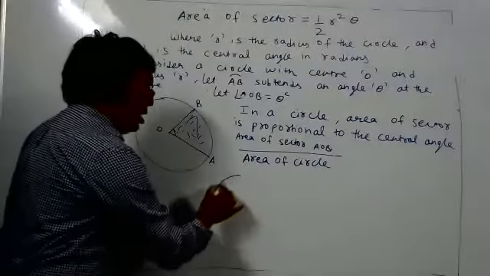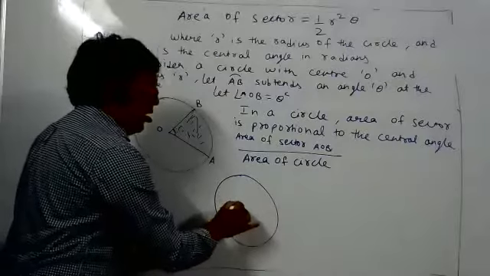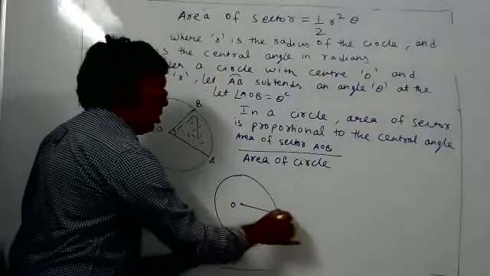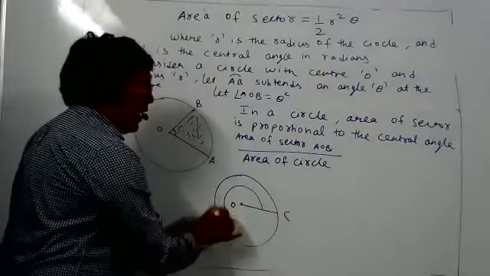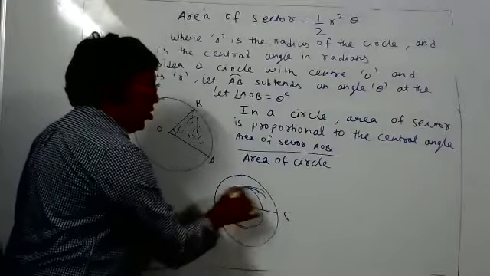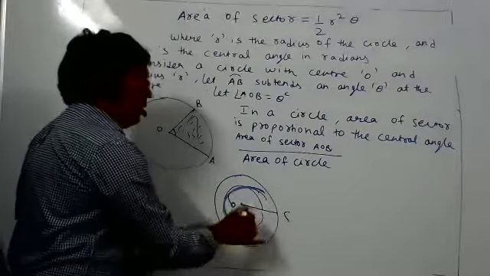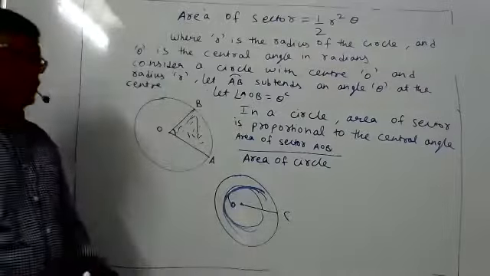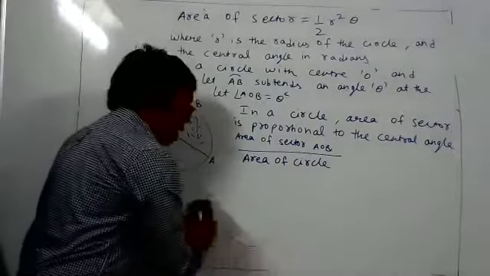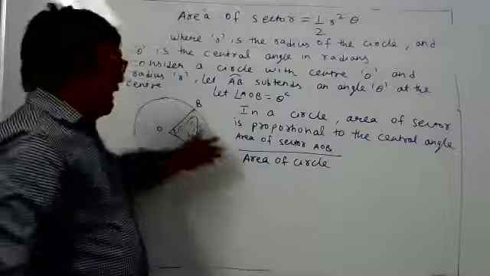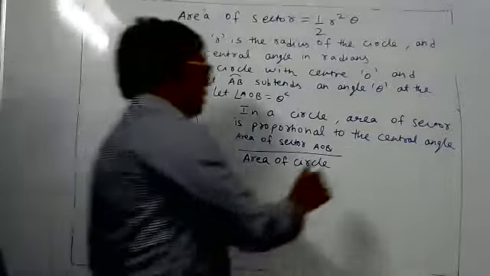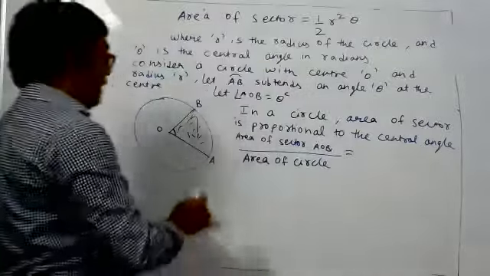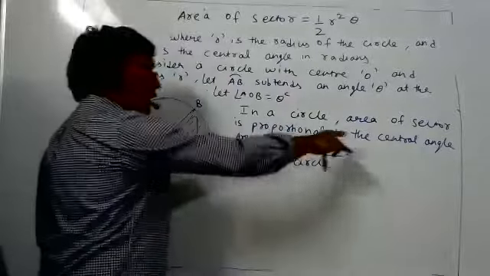If I draw a radius here, OC, this complete area, this full area is also a sector bounded between OC and again OC. All of you agree or not? The area of the entire circle is also a sector. So now tell me, the area of a sector is proportional to the central angle.